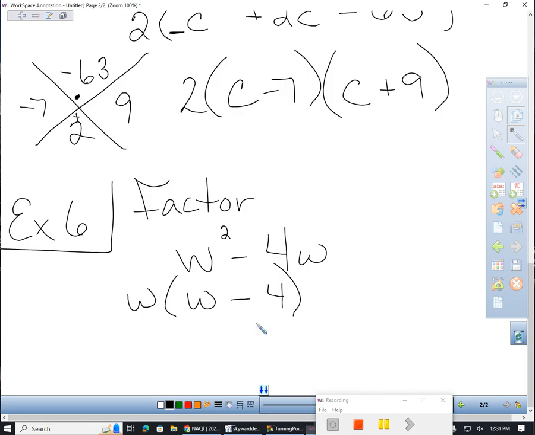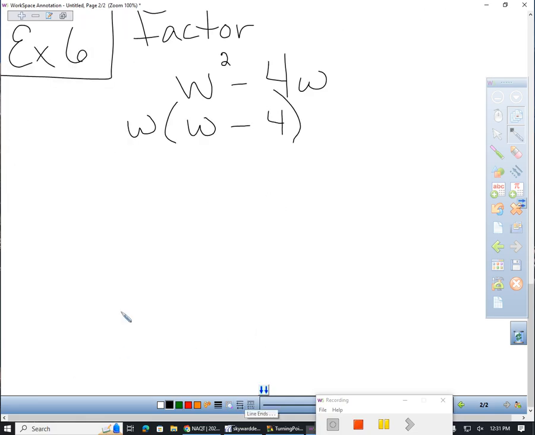Now, is that still a quadratic? No, my w is only to the first power, right? So since it's not squared, I'm done. Once this gets to the first power, you can't factor it any further. You are done. Okay? So I wanted to remind you of that little fact. All right, example number 7.